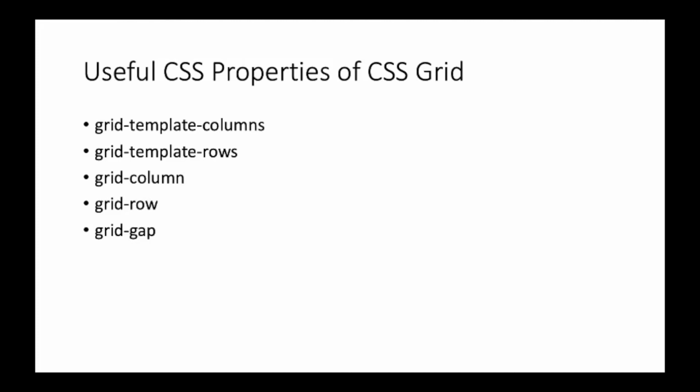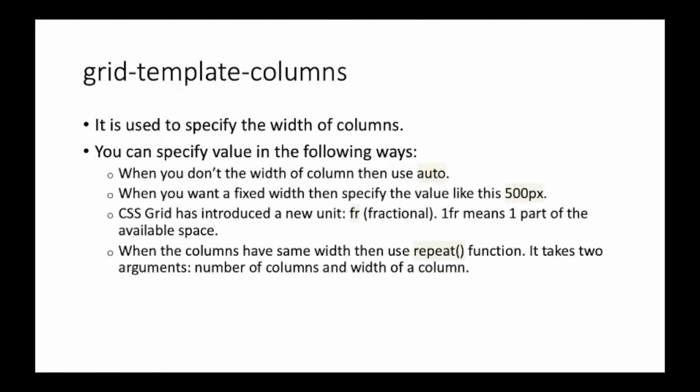We have already interacted with grid template columns, so let's understand this CSS property in a much more detailed manner. It is used to specify the width of each column. Here you can specify the value in 4 different ways. If you don't know the width of a column, then use auto. When you know the width of a column, then simply specify the value like 500 pixel. And one of the interesting things about CSS Grid is it has introduced a new unit, which is FR, fractional, and 1 FR means 1 part of the available space.